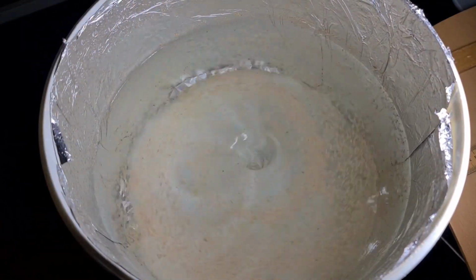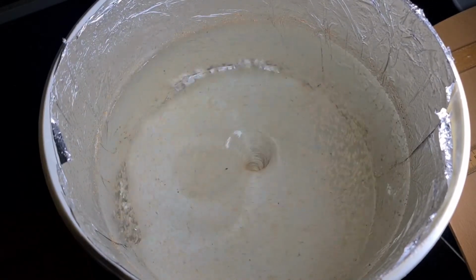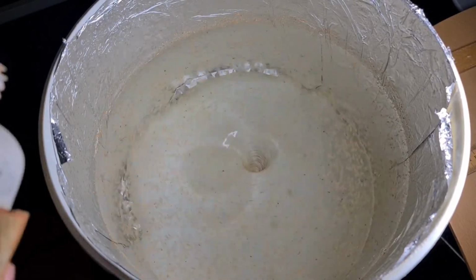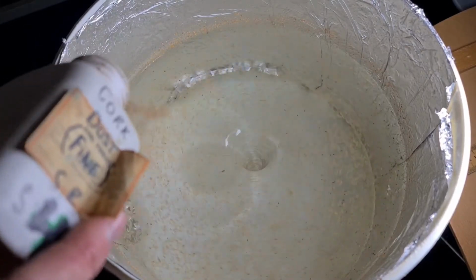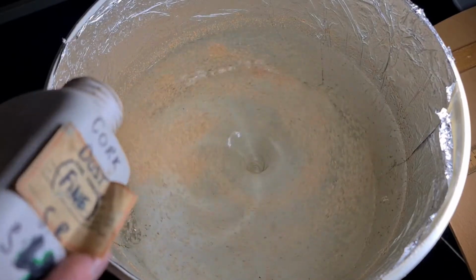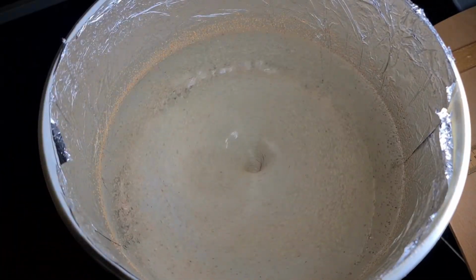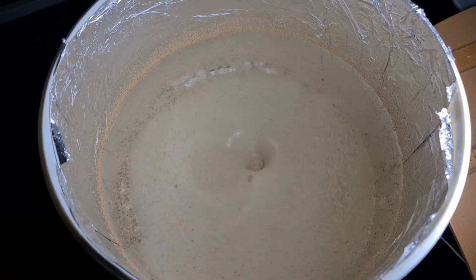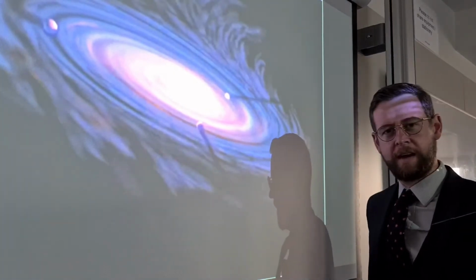And there you can see what it's doing is we are seeing the formation of clumps, planets. Let's add some more powder. The formation of a protoplanetary disk. So that's what we believe happened.